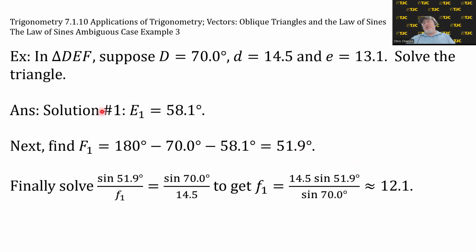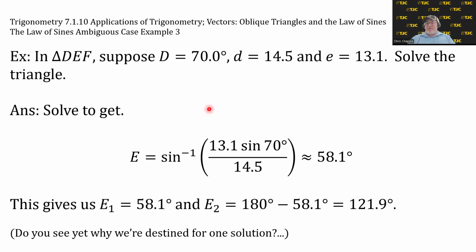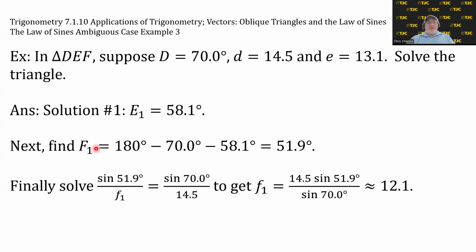So let's start with solution number 1, where angle E was 58.1 degrees, the value that our calculator gave us using sine inverse. Then we can find the remaining angle F by simply subtracting the two known angles from 180 degrees. That would give us 51.9 degrees.